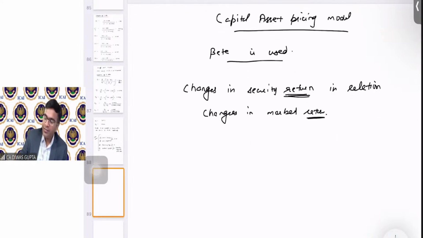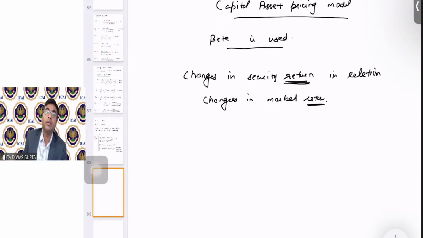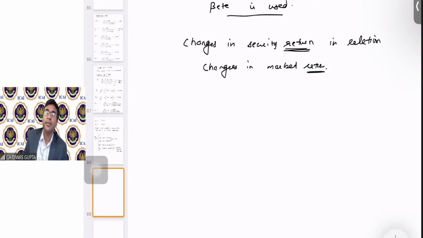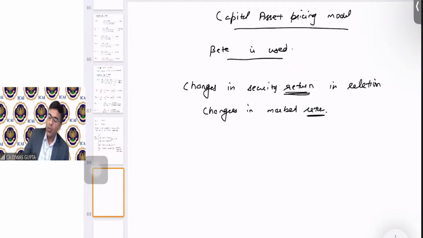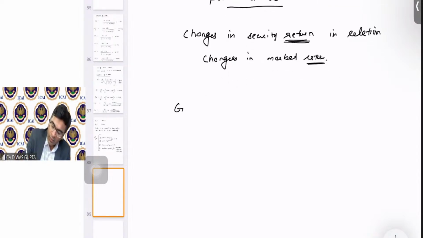However, what if there are other parameters other than return that can be linked to the market parameters and security parameters? Okay. For example, GDP. For example, inflation. For example, exchange rates. For example, any other macro factor which is published in the market. For example, even population for that matter. Okay, so we can actually relate the changes in a security return with the changes in all these parameters. Not only market return, but in all these parameters. Okay, for example, GDP, inflation.